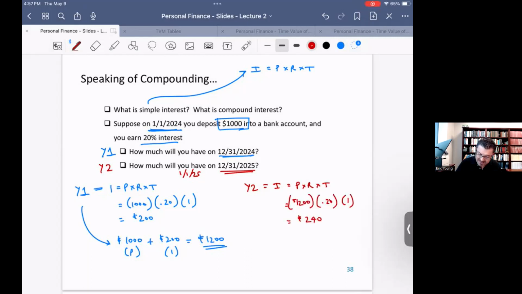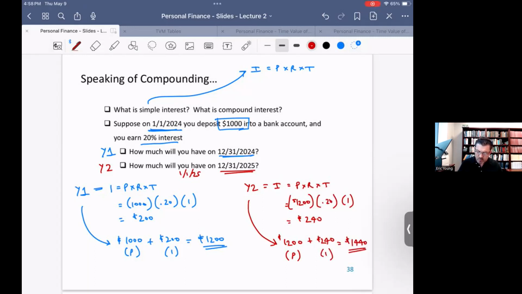This means that at the end of year two, what you're going to have in hand will actually be the $1,200 that you started with, that's your principal, plus the $240 that you earned in interest. So you're going to have $1,440. This is how we think about compound interest.